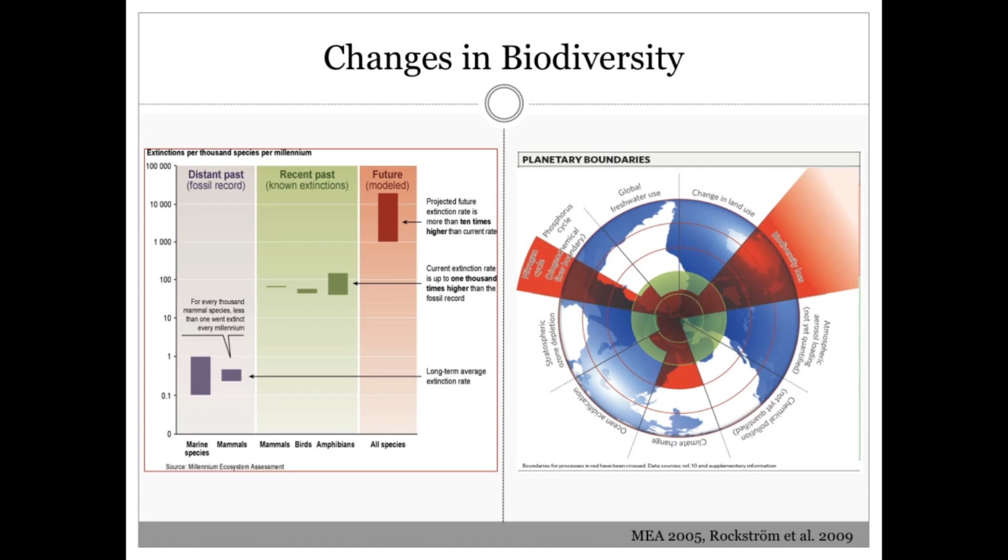Another reason is that biodiversity is being lost at a global scale. The Millennium Ecosystem Assessment suggested that we are losing species at 1 to 2 orders of magnitude greater than the normal background extinction rate. And what we can connect this to is the idea of planetary boundaries, or the thresholds of change when ecosystem disruption negatively impacts human health and well-being.